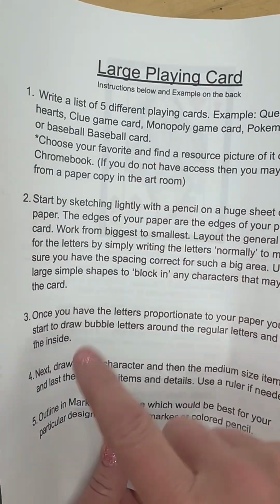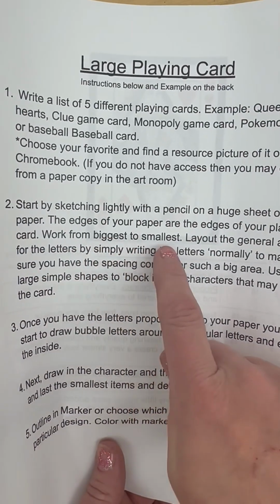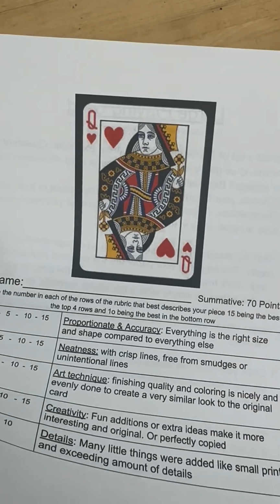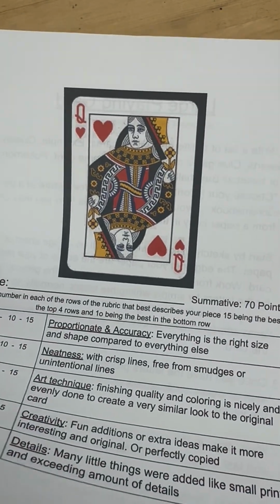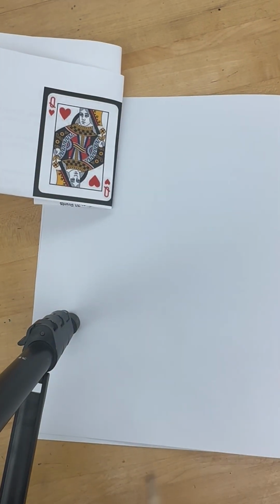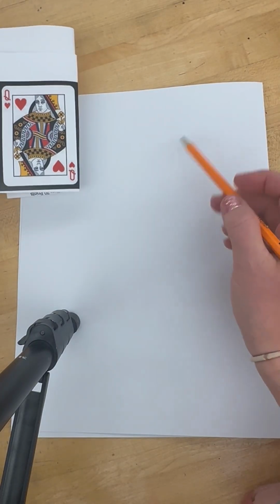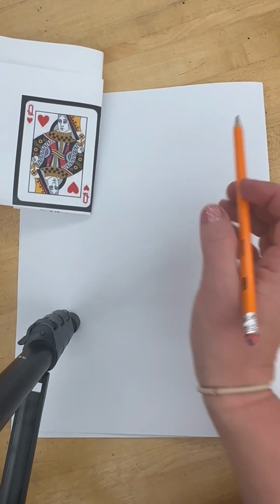Once you choose your card and have your resource picture, number 2 is important: start by drawing from biggest to smallest. So if I'm drawing this Queen of Hearts, I'm going to start with all the big stuff first and block in or lay out where the stuff goes. So I'm going to fold this so that it will fit on the screen a little bit better. Here's my card. What I mean by blocking in is showing the general area of where stuff is lightly. I'm going to draw darker so that you can see it though.